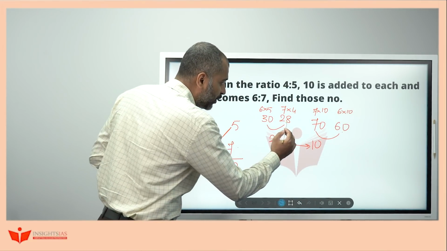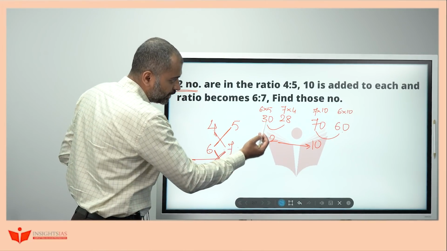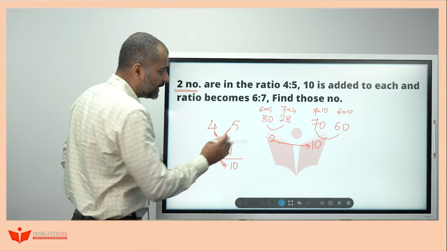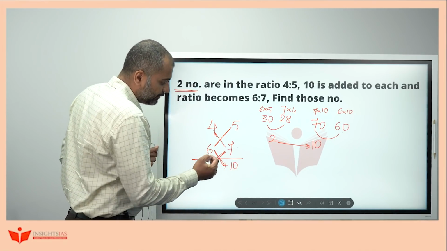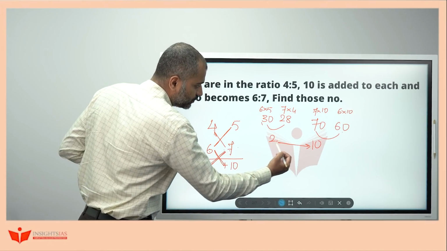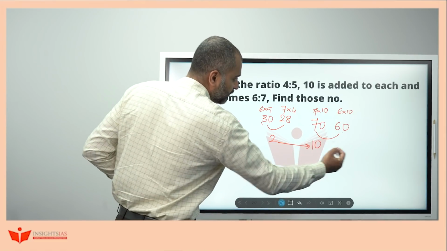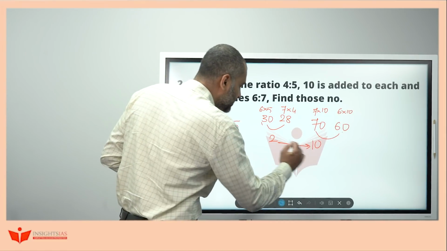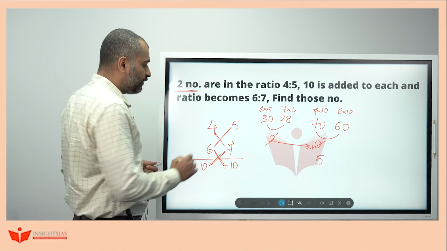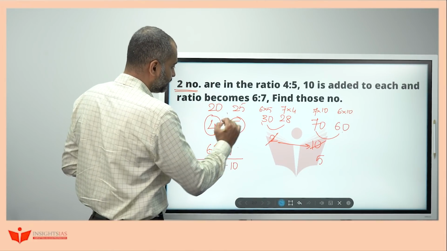I repeat once again, 5 into 6 is 30, 4 into 7 is 28. I am talking about the difference here, not the subtraction. Both are positive, hence take the difference. The difference between these two is 2. Similarly, 7 into 10 is 70, 6 into 10 is 60. The difference between these two is 10. So, 2 parts is equal to 10, 1 part is equal to 5. If 1 part is 5, 4 parts are 20 and 5 parts are 25.